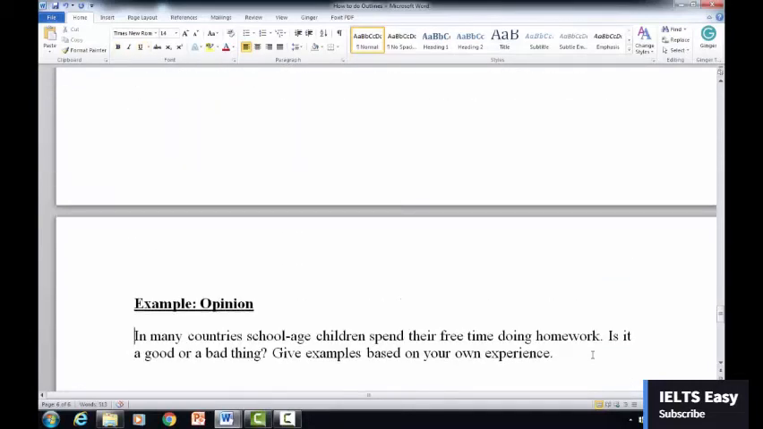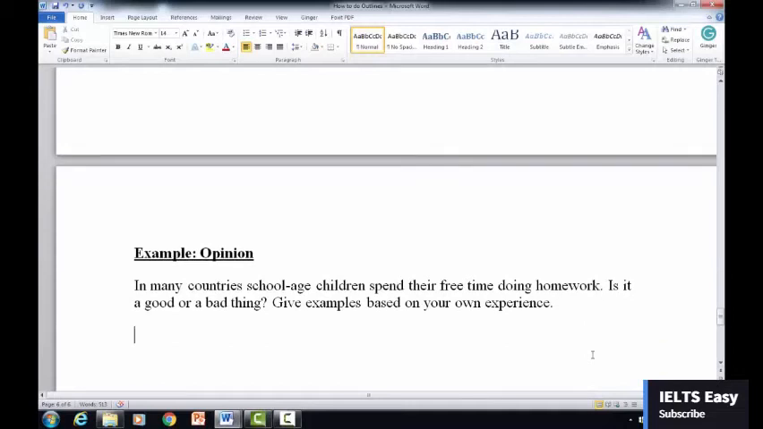All right, so here is an opinion question. In an opinion question, there's no right or wrong answer. You have to just be able to give your opinion and express it very clearly and very well. So here's our question. In many countries, school-aged children spend their free time doing homework. Is it a good or bad thing? Give examples based on your own experience. Okay? Is it a good or a bad thing? So here is our outline format.